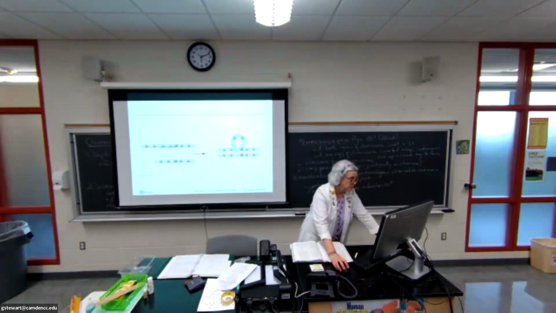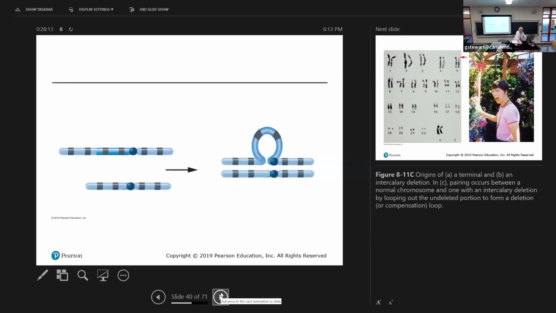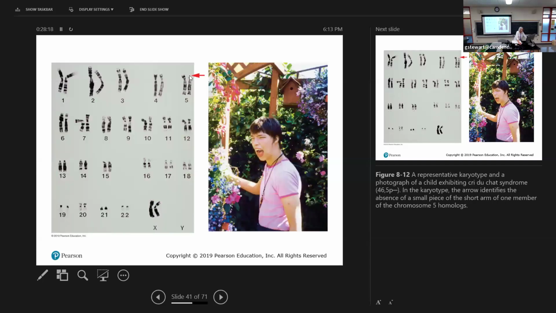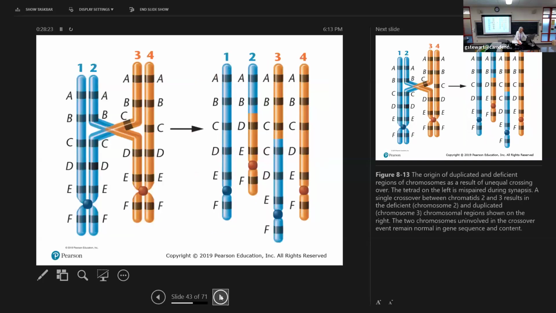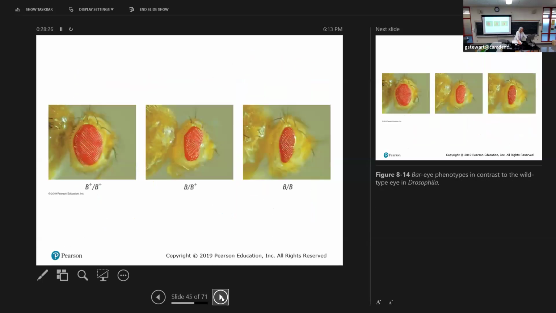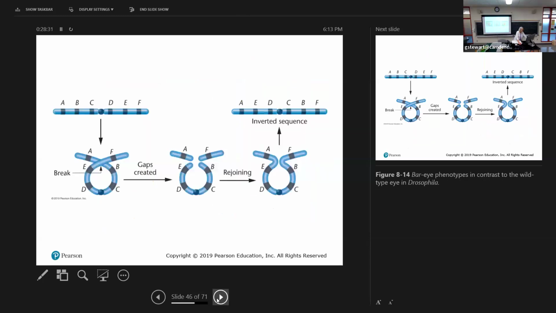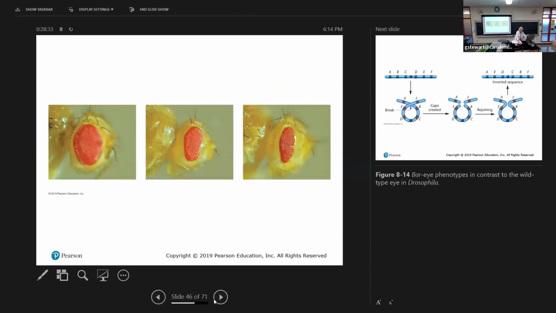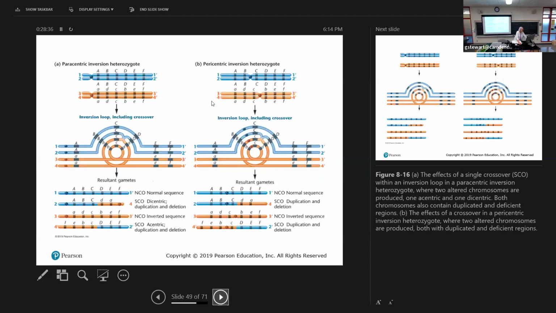So let me do share screen again so that Roger can see better. So this is a person with, I think they've marked the little missing piece of chromosome 5. It's cri du chat, the cry of the cat. And then I wanted to show you Bar eyes is a deletion mutation, I think, in fruit flies. Yeah. And then this is how complicated it can get, right?